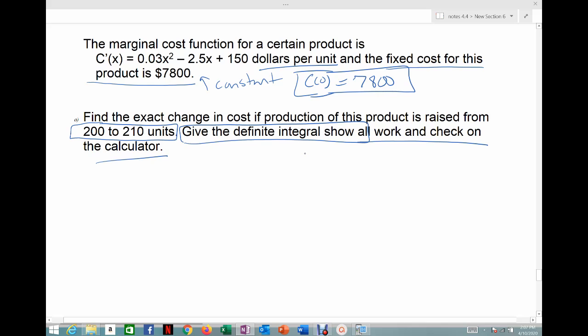So that means I'm going to solve this by hand. So that's the change I'm looking for, right? The change in cost from producing 200 to 210. So I'm integrating from 200 to 210 of my derivative.